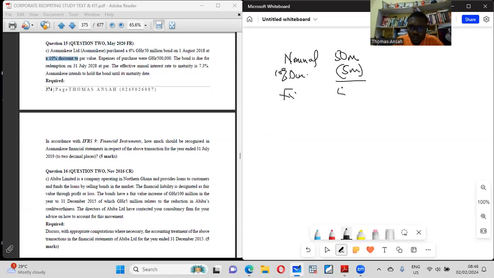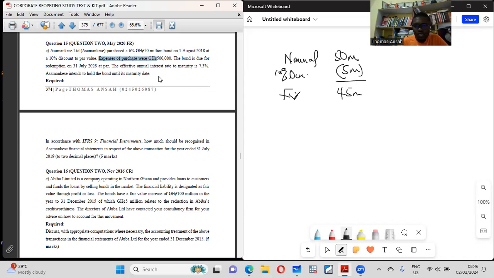So you see how examiners can be tricky. So this becomes the fair value. Be very, very careful. He bought it at a discount. So instead of giving you 45 direct, you see the way they phrased it. On the acquisition date, so this is not a discount at redemption. All right. So they said expenses of purchase were 5.